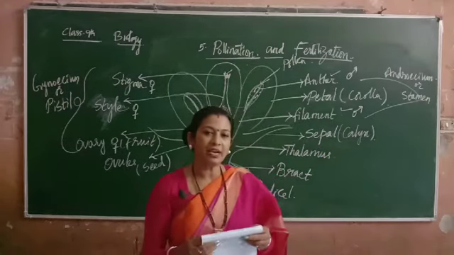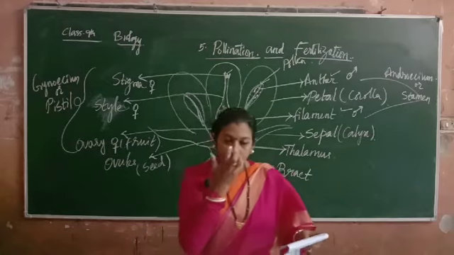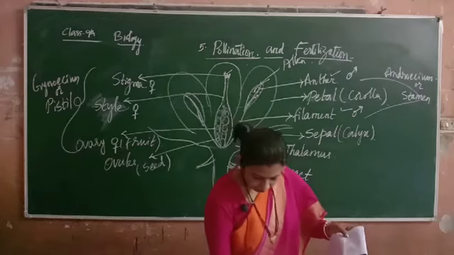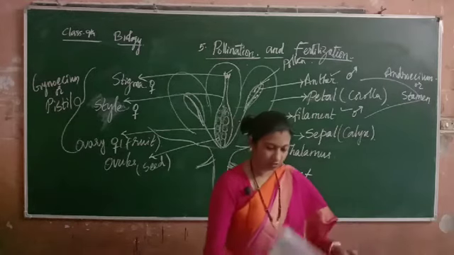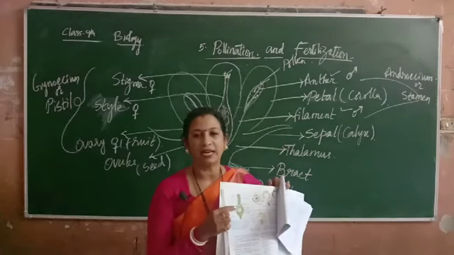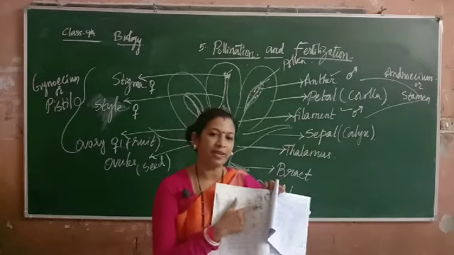Structure of male gamete or pollen grain. This is the structure of the male gamete and this is the structure of the female gamete. So you need to learn the diagrams of male and female.